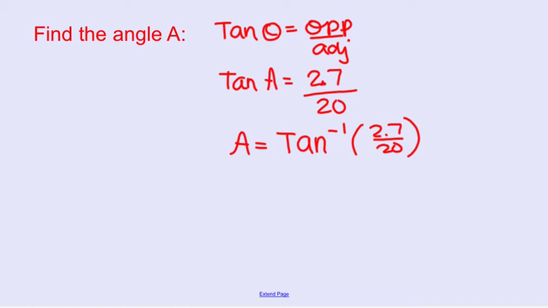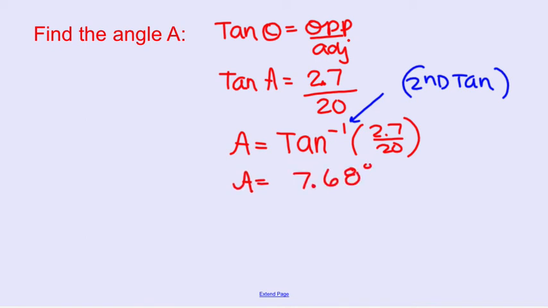Make sure your calculator is in degree mode. All right, you're going to go second tan, or shift tan, however your calculator is. My graphing calculator is second tangent. And then you put your fraction in, 2.7 divided by 20. And what you get is your angle measure of 7.68 degrees is the angle of depression, the slope, the slant of your pool.